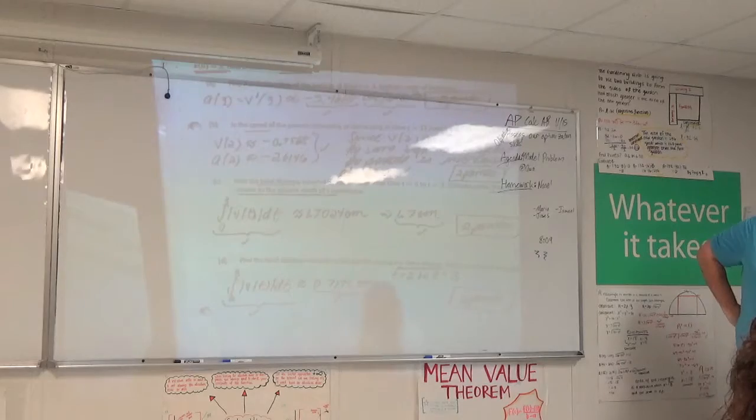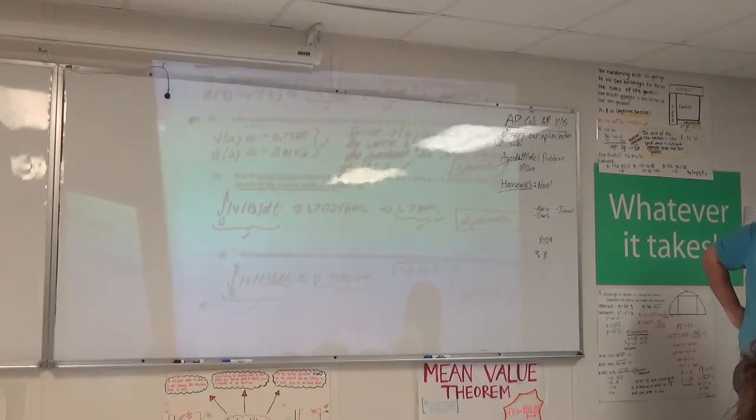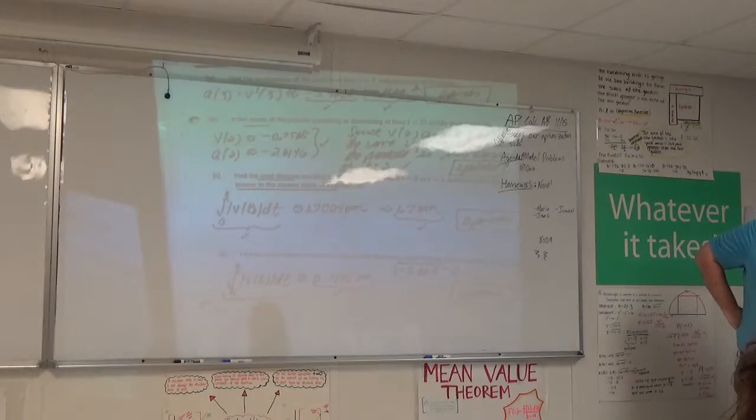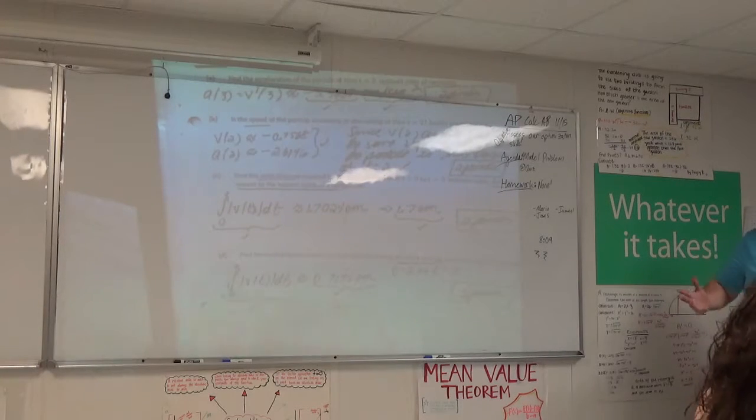Alright, total distance traveled during the 3rd minute. We talked about this yesterday. You're going to integrate from 2 to 3. Absolute value of the speed function, 0.7175.